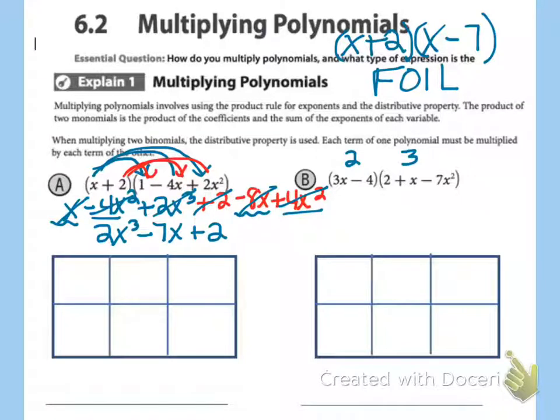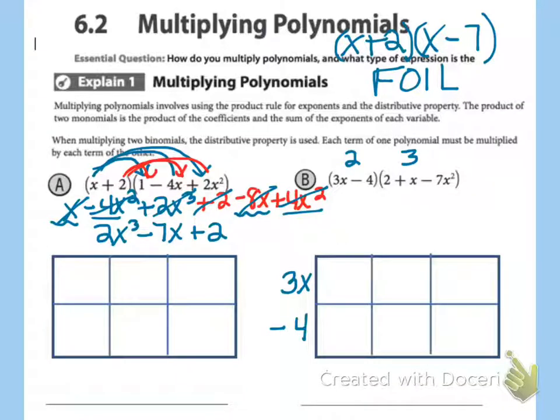So you make a box, like a little grid, and you can either make it 2 rows and 3 columns or 3 rows and 2 columns. I usually put the smaller polynomial along the side. So basically what I would do is I'd make a 3 by 2 box, and along the side here I'm going to put the binomial 3x minus 4.